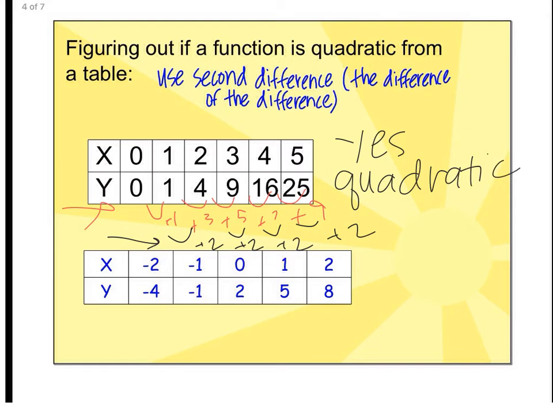Okay, let's look at our next one. So my x's are going up by 1 again. We're good there. So I'm going to check y's. So I have a plus 3, plus 3, plus 3 from 2 to 5, and another plus 3.